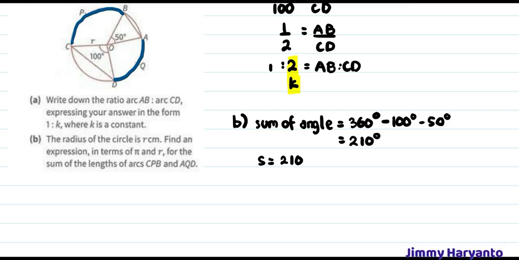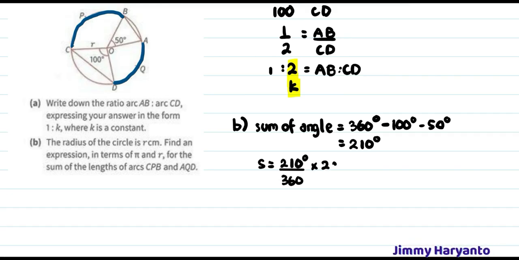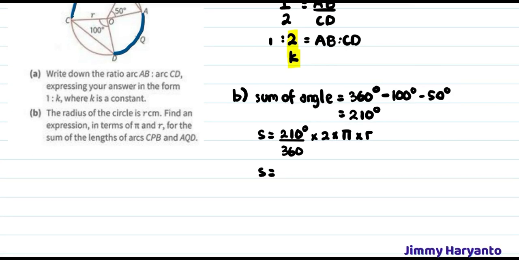So use the formula theta over 360 times 2 times pi times the radius. The radius itself is not given, so you only have to write it as r. 210 divided by 360 equals 7 over 12 times 2. Oh no, I forgot to times it by 2. So you have 7 over 6 pi r. So this is our total length of the arc.